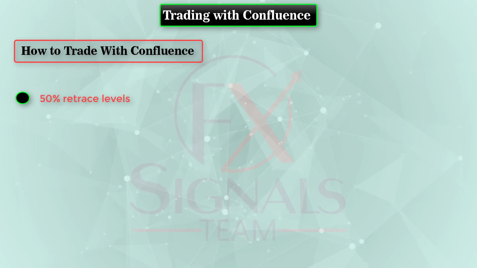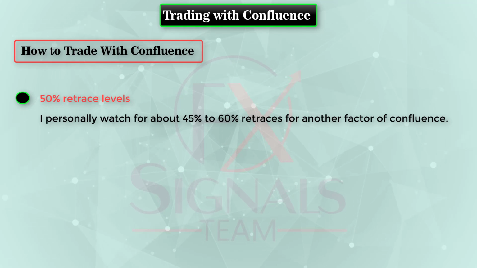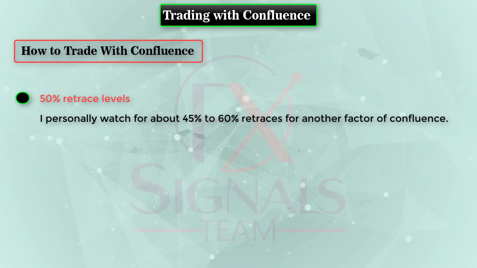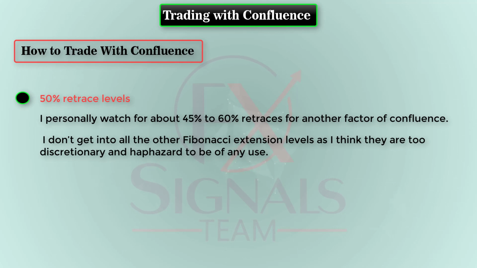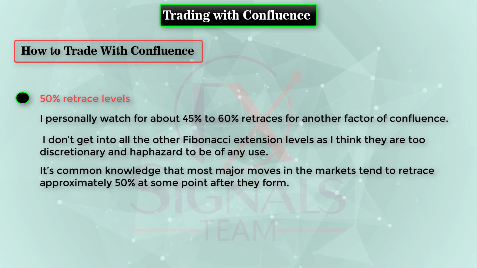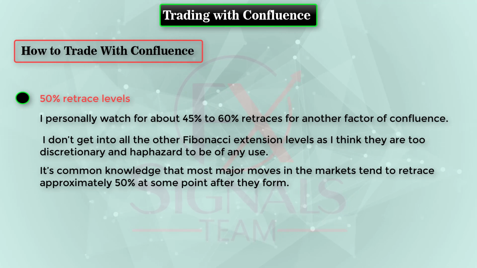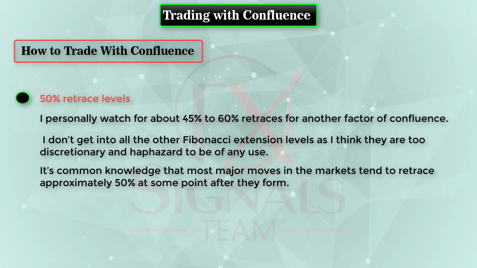50% retrace levels. I personally watch for about 45% to 60% retraces for another factor of confluence. I don't get into all the other Fibonacci extension levels, as I think they are too discretionary and haphazard to be of any use. It's common knowledge that most major moves in the markets tend to retrace approximately 50% at some point after they form.